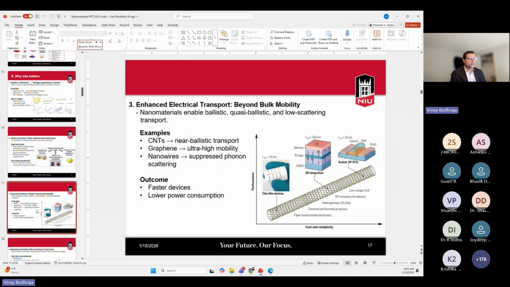The third reason why size matters is enhanced electrical transport beyond bulk mobility. Nanomaterials enable ballistic, quasi-ballistic, and low scattering transport, which controls the mobility in the devices. Carbon nanotubes, graphene, and nanowires are good examples of controlling the mobility in the devices. The outcome is faster devices and low power consumption.